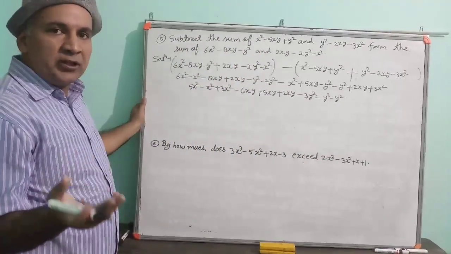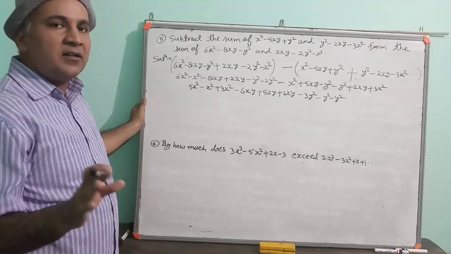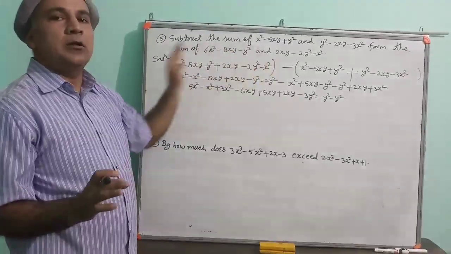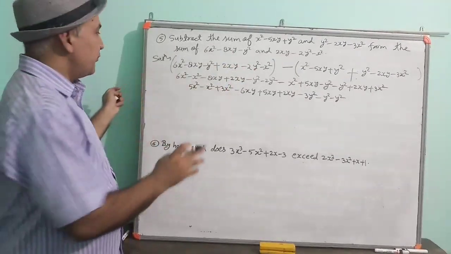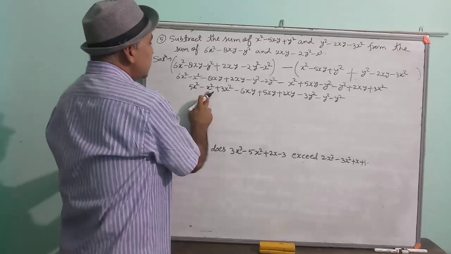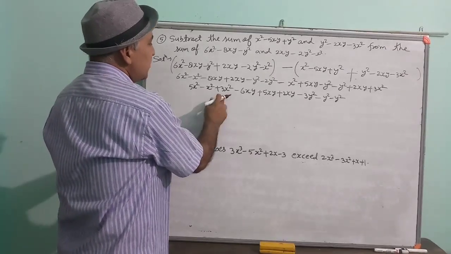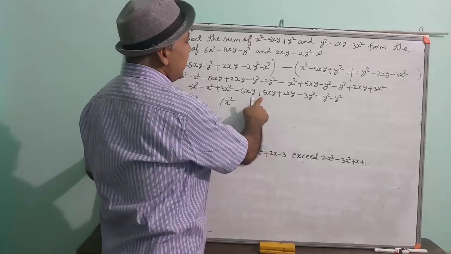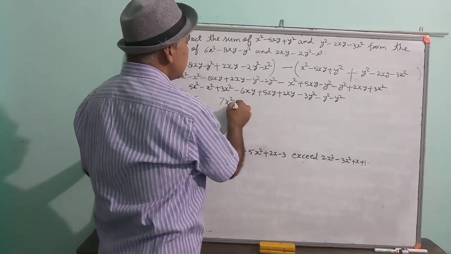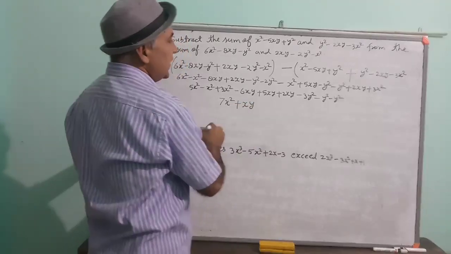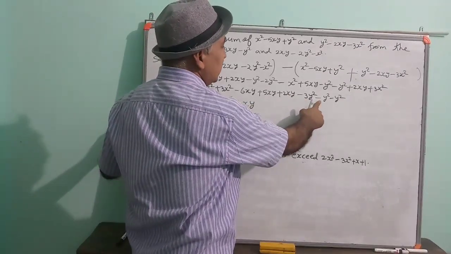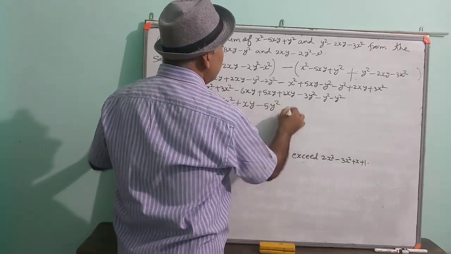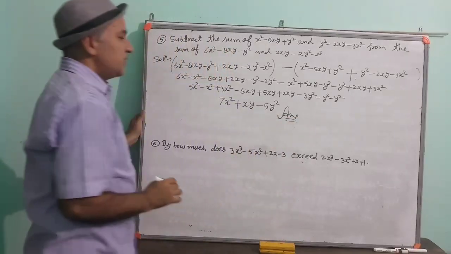Calculation you can do according to your own convenience. There is no hard and fast rule for that. Just like I am arranging, you can do directly also. Just calculate and get your answer. Okay? 5x square minus x square is 4x square, plus 3 is 7x square. Minus 6 plus 5 is minus 1, and plus 2 is plus 1, so plus xy. Minus 3 minus 1 is minus 4, and minus 1 is minus 5y square. So this will be your answer.